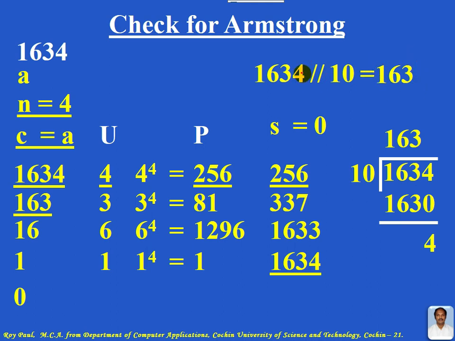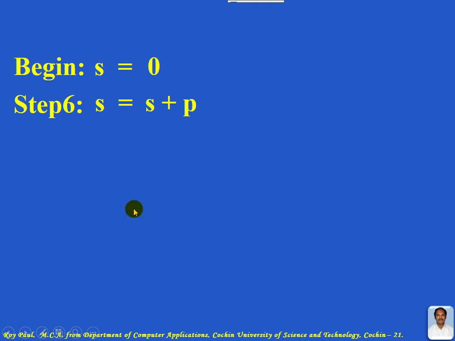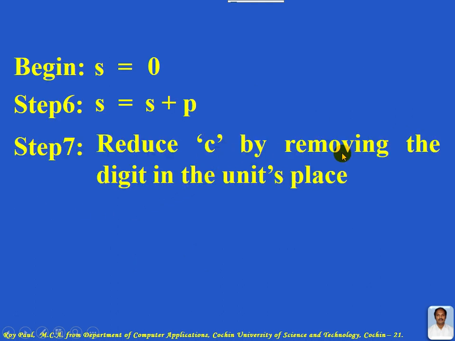So in order to reduce c by removing the digit in the units place, the method is c floor division 10. Now this will give you 163. That should be assigned to variable c. Okay. So here I am going to write the step: reduce c by removing the digit in the units place, and for that you can write c is equal to c floor division 10.